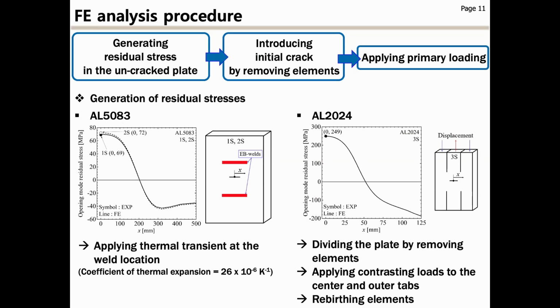To simulate this in Abaqus, residual stress was generated in the uncracked plate, and the element remove option was used to introduce the initial crack. Finally, primary load was applied. Here, the method of generating residual stress is as follows. AL5083 uses the average value of the coefficient of thermal expansion to apply a thermal gradient at the weld location. And the residual stress was generated equal to the maximum tensile residual stress measured in the experiment.